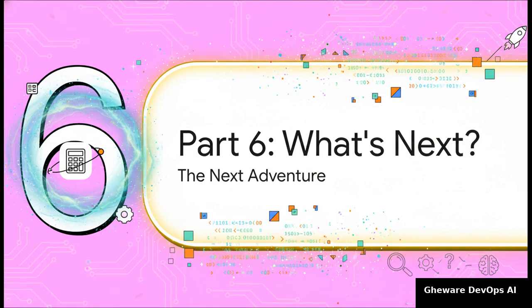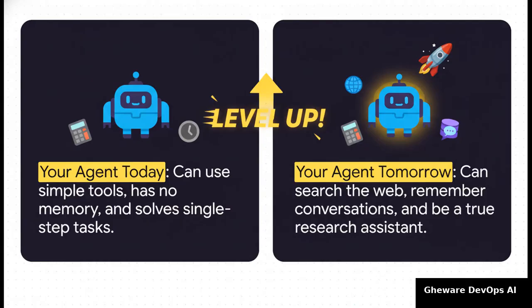But trust me when I say we are just scratching the surface of what is possible here. This is only the beginning. Right now, your agent is pretty smart, but it's also limited. It can't access live information from the internet, and it has absolutely no memory of past conversations. Well, in our final episode, we're going to fix that. We are going to level up this agent big time, giving it the power to browse the web and remember what you've talked about, turning it into a genuine research assistant that's about to get even smarter.